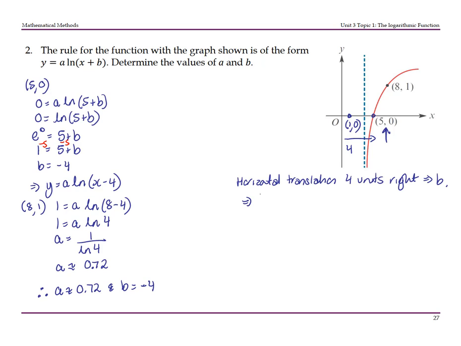So using that information, I have y equals a ln of x. Now we're moving to the right, so we want -4. And now we can find that a value using the other coordinate, which would be (8, 1), and that would be the same as what I did there.